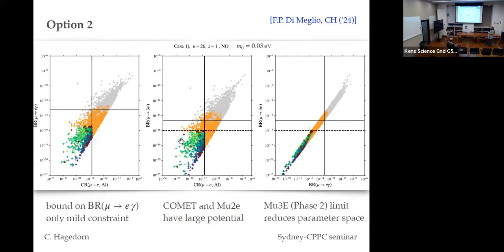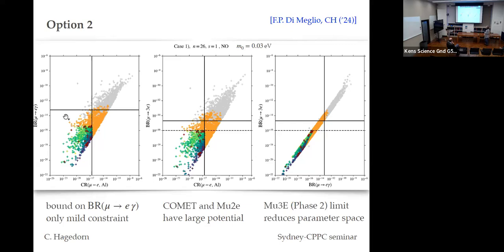Where's the spread of these things usually coming from? This is from different contributions which you have. For mu to e gamma, usually just one contribution. For mu to 3e and mu conversion, you have more than one contribution. So also Z penguin and boxes, and this explains the spread.